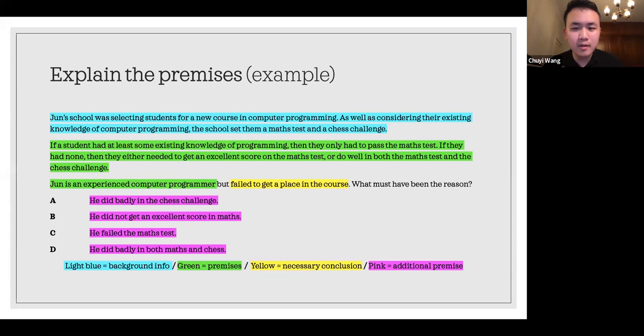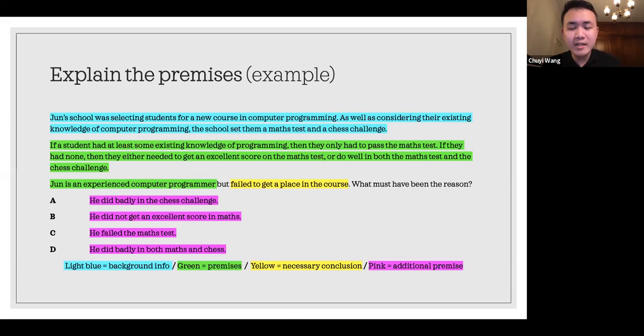Which means, let's look at the third one. He failed the maths test. That seems to be the additional piece of information that makes the conclusion true. Because if all he has to do as an experienced computer programmer is to pass the maths exam, that means because he failed to get a place, he didn't pass, which means he failed the maths exam. Okay, he failed the maths test.